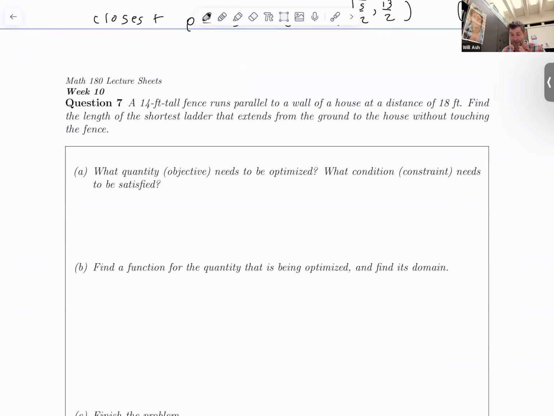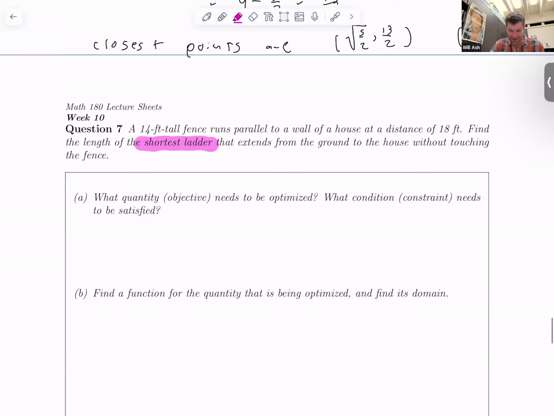Anyway, we've got a 14-foot tall fence that runs parallel to the wall of a house, at a distance of 18 feet. Find the length of the shortest ladder. Okay, so that's important, right? That's what we're trying to minimize. The ladder extends from the ground to the house and over the fence without touching the fence. I'm not sure what they mean by that, because I guess it's going to have to lay on top of the fence, but that's how MyLab words it, so I wanted to have it the same way.